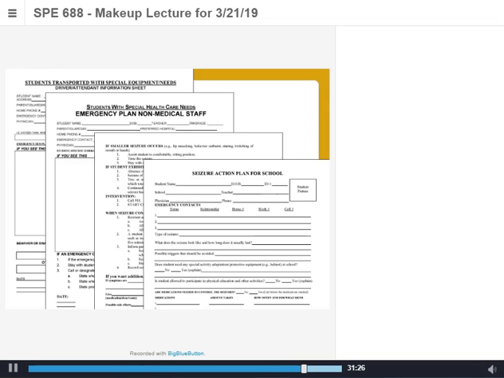Now, here is an example, and this should be full page in your handouts. This is an example of a seizure action plan. So this would be an emergency plan for a student with a seizure disorder. As you can see, as you're flipping through, this is much more detailed, much more specific to the child with seizure disorder.